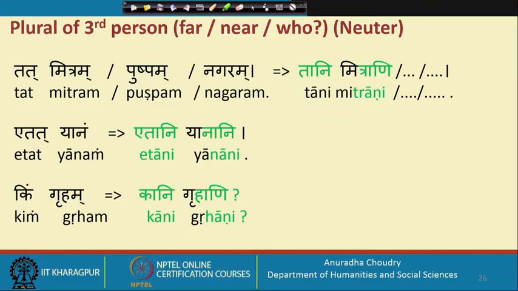Tat mitram becomes tani mitrani. So, I just want to draw your attention again to the fact that we have a mitrani, the na which is there. Now, that transformation of the simple dental na happens because the previous sound is an r, it's a murdhanya sound. So, in the presence of a murdhanya sound preceding the n sound, the n sound undergoes a transformation and becomes a murdhanya na. So, we have tani mitrani. So, pushpam also has the presence of a murdhanya sh. So, it will become pushpani.